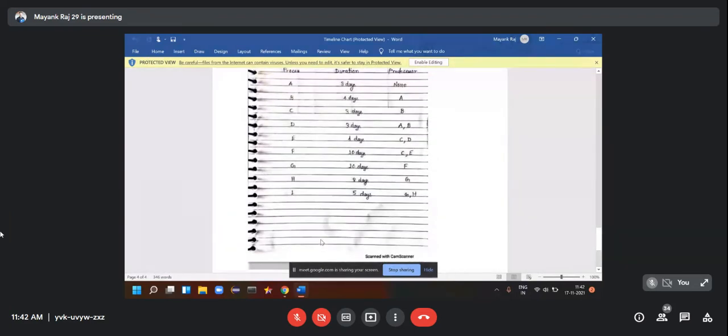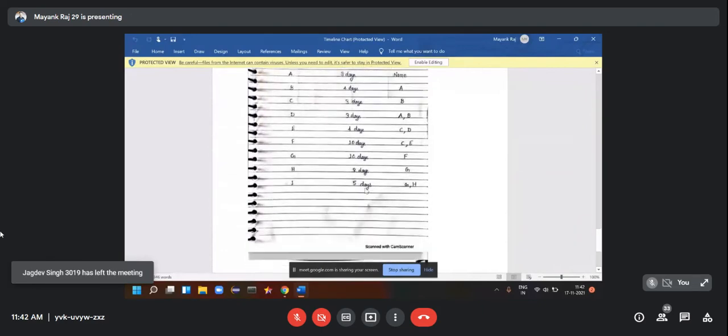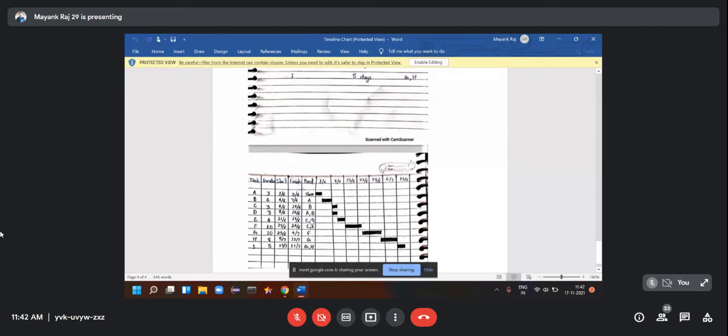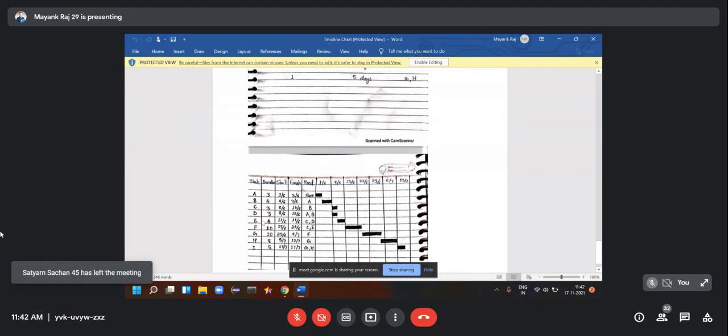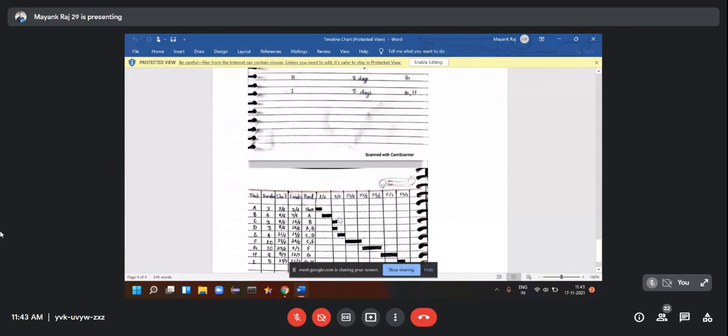Now coming to the process D, and it has 3 days as duration, and predecessors are A and B. We will check, so it will be starting from 8, because for A and B we will consider whichever is recently finished. By that way we will start from 8th of June, and it will go till 10th of June, because it has a duration of 3 days. So D will start from 8th of June, and it will go till 10th, and we will mark this on the timeline chart.